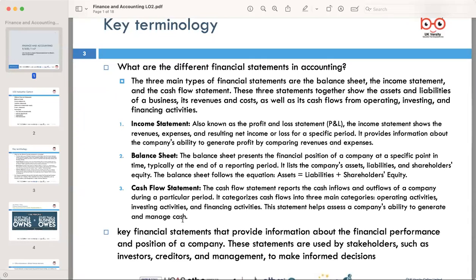Finally, the last one is the cash flow statement. The cash flow statement provides valuable insight into the company's cash inflows and outflows during a specific period. Cash flows fall into three main categories: operating activities, investing activities, and financing activities. It helps us understand how a company generates and manages its cash. It allows us to evaluate the company's ability to meet its obligations, invest in growth opportunities, and distribute cash to shareholders.